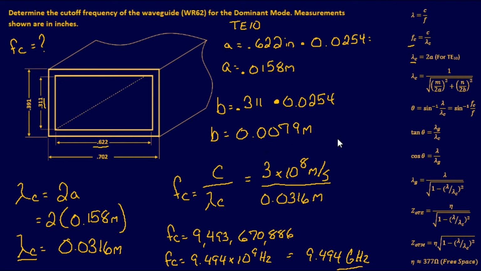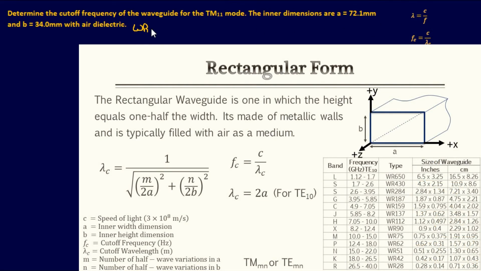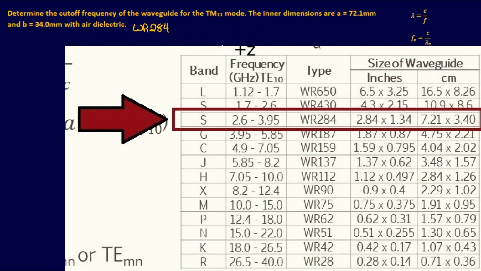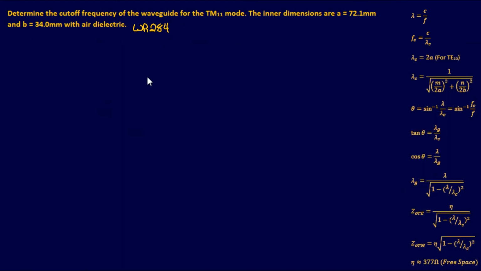So now we got our feet wet a little bit. Let's go into the next problem. All right, for our second example, we want to determine the cutoff frequency of the waveguide for a TM11 mode. The dimensions are 72.1 millimeters by 34.0 millimeters with an air dielectric. So this one right here is a transverse 1-1 mode, and based on the dimensions, it mimics a WR284. And you can find this on a chart. Now this really doesn't matter which one it is, but just looking at the chart, I can say, all right, that's exactly the dimensions they gave me. But as long as they provide the dimensions, you're good to go.